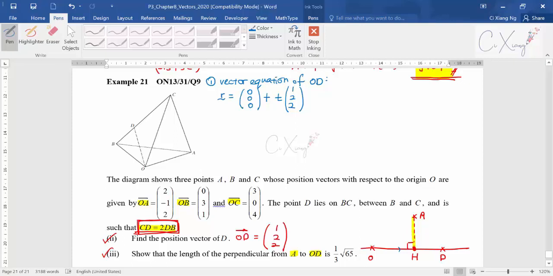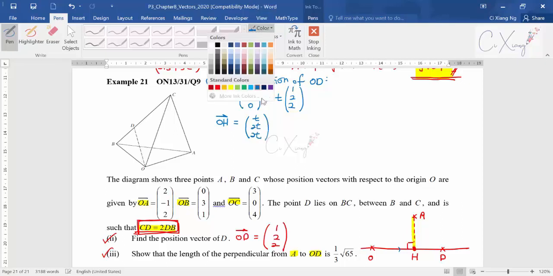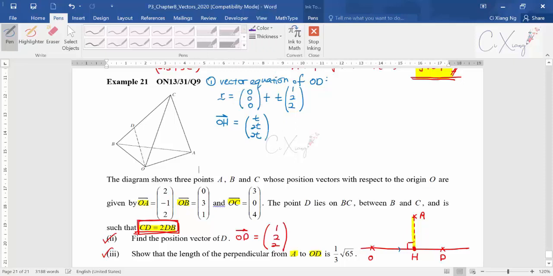Then I need to find out the foot of perpendicular position vector, so I will also write it like this. What is OH? OH is equal to t, 2t and also 2t. So this is my first step: I write out the vector equation for the foot of perpendicular. Okay, so second step, I need to find out AH. What is AH here? AH means AO plus OH.